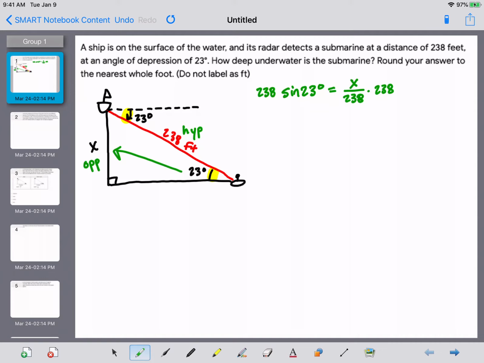So grab your calculator, make sure you are in degree mode, and if we go ahead and plug in 238 sine of 23, we end up with about 93 whole feet. So 93 is our x. All right, and when you enter this stuff in the Google form, just make sure you don't label it as feet, otherwise you will not get the right answer. So you just plug in 93 there.